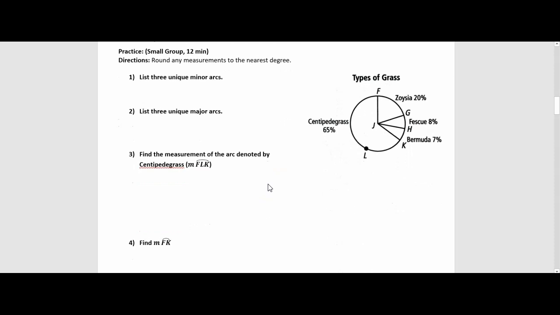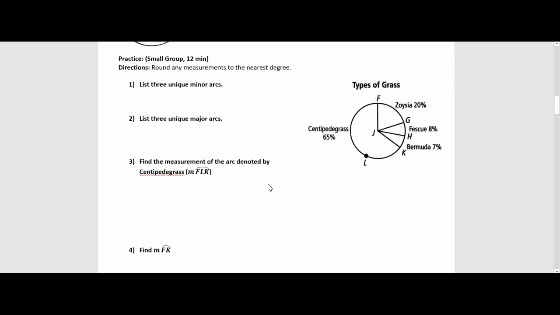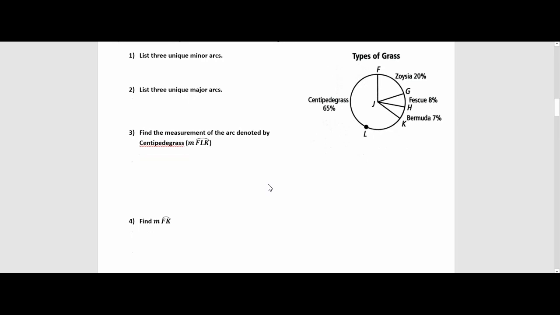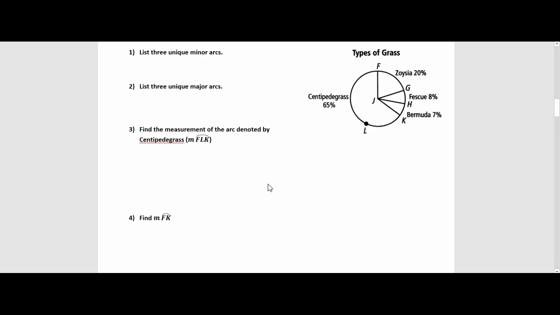Let's do these 4 questions. Note that it says round any measurements to the nearest degree. So you're first going to name 3 minor arcs, then you're going to name 3 major arcs, then you're going to find the measurement of the arc denoted by centipede grass, which is arc FLK, and then you're going to find the measurement of arc FK. These are just types of grass. I'm not a grass expert, but this diagram was useful in what we were doing, so we're going to work with it. So pause the video, see if you can answer those 4 questions, and then we'll take it from there.